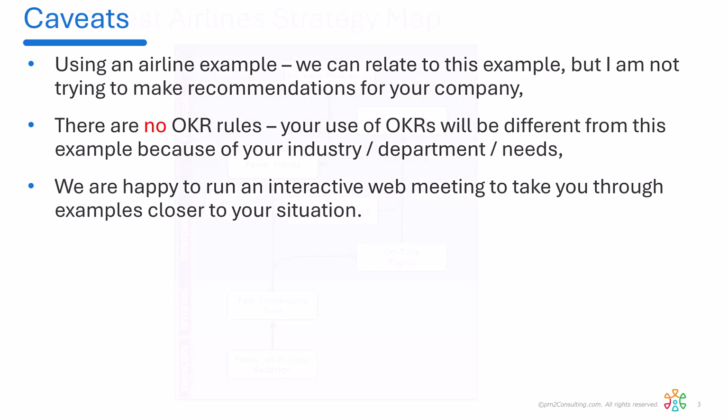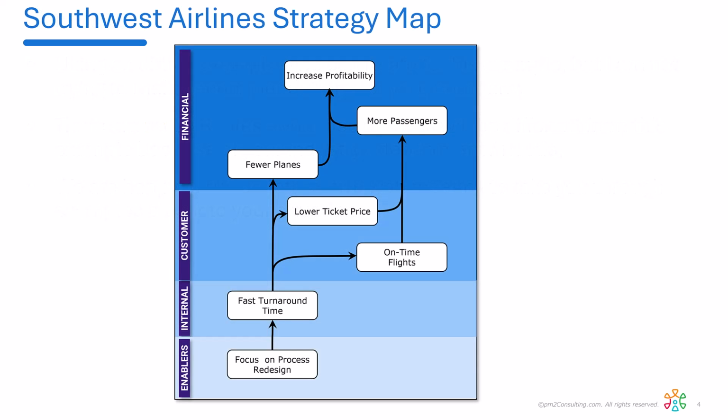As I mentioned, today we're going to use an airline example. This is the Southwest example that we've been working on since, I don't know, we helped out with it back in '93. It's a simple strategy map which identifies their strategic objectives and their cause and effect relationships. We're going to use this as a framework as we take a look at Viva Goals.